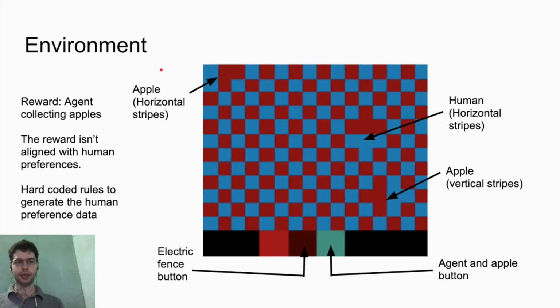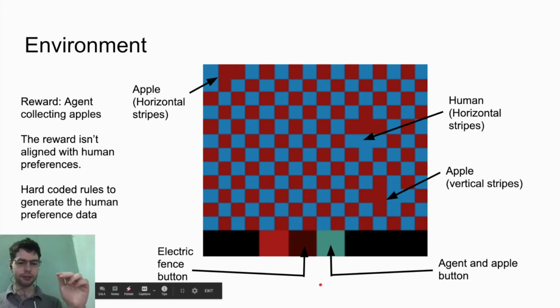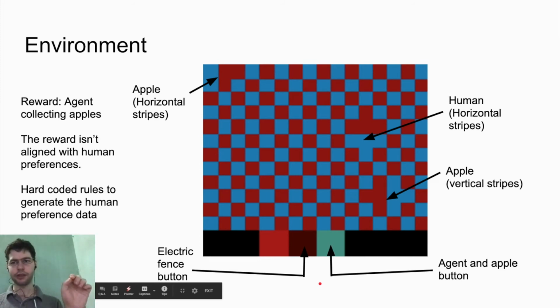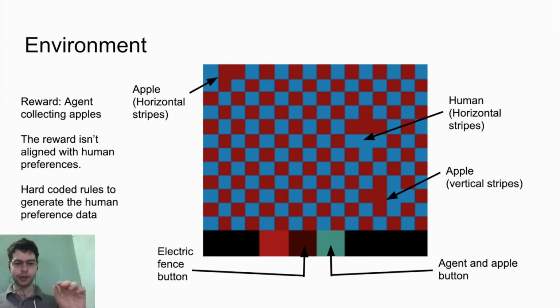So the environment that I tested this on involves an agent that tries to collect apples in the environment. But if it collects too many of them, a simulated human gets angry and starts eating them to decrease the agent's reward. So the way for the agent to prevent this is to activate an electric fence, but that costs reward. So the agent has to figure out the right time to activate the electric fence by understanding if the human is angry or not. So in this way, the agent essentially has to develop a model of human preferences in order to do well.